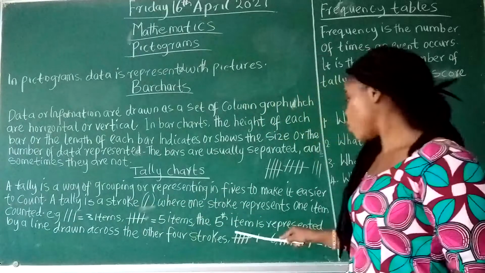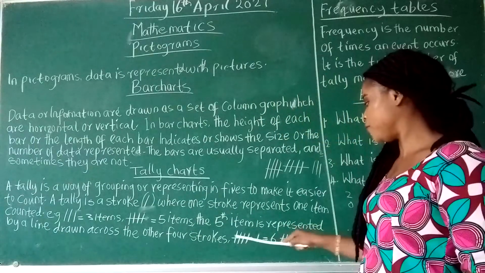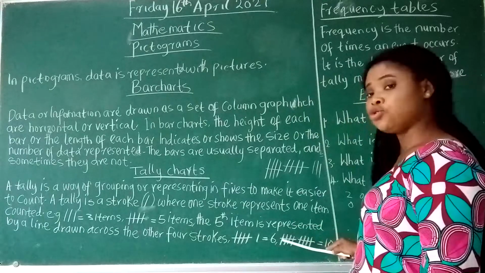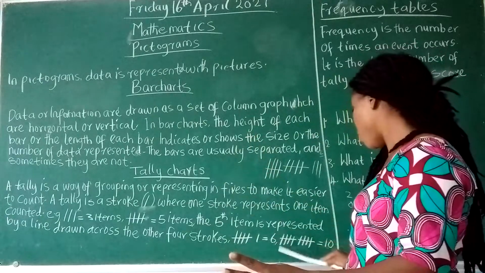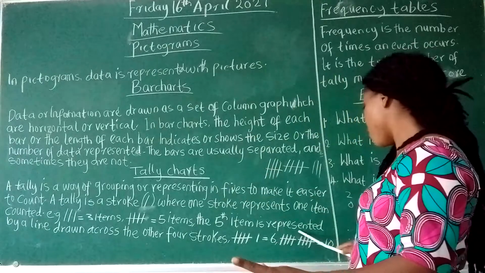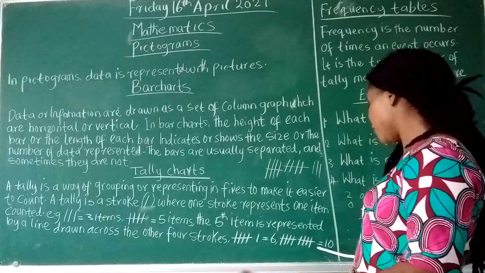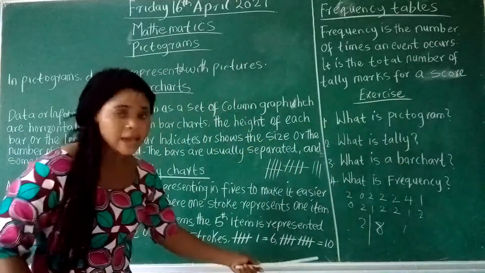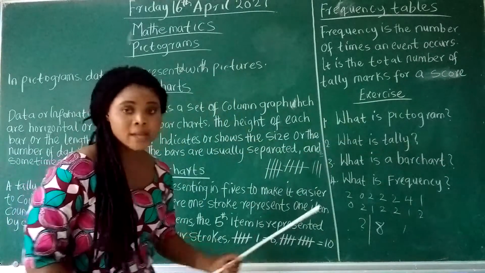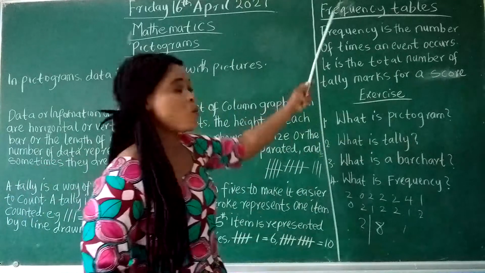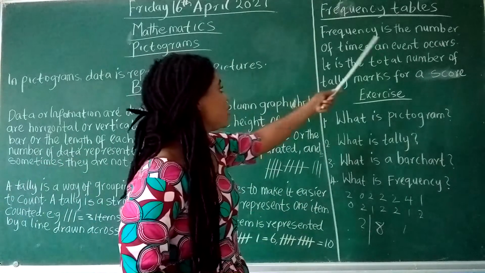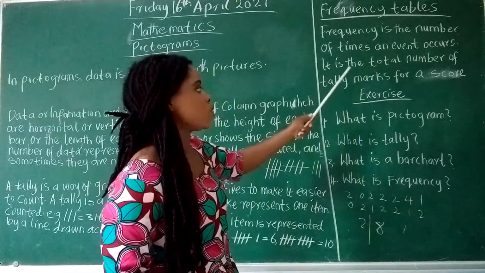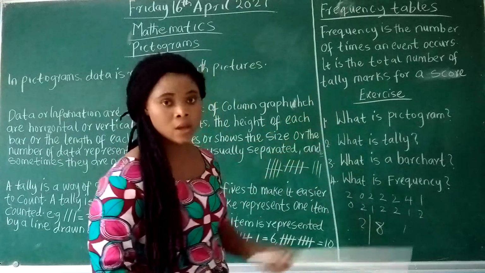The 5th item is represented by a line drawn across the other 4 strokes. You can see it here: 1, 2, 3, 4, 5. And another one, this means 6 items. Now when we draw 2 groups of 5 like this, 1, 2, 3, 4, 5, 1, 2, 3, 4, 5, this shows us what? 10 items represented. Frequency table. Frequency is the number of times an event occurs. It is the total number of tally marks for a score.